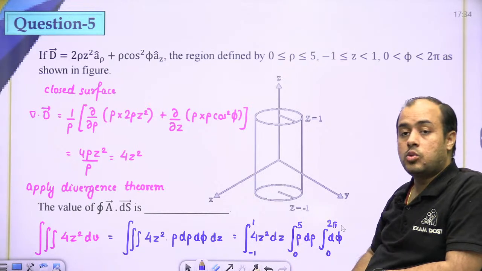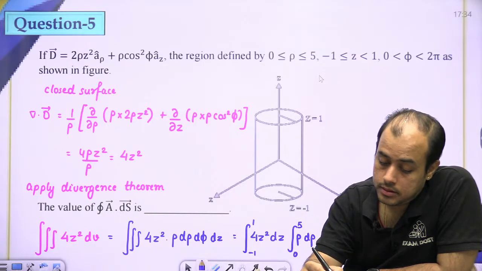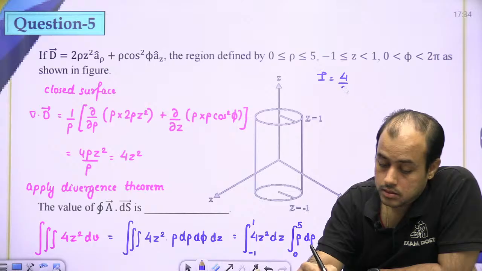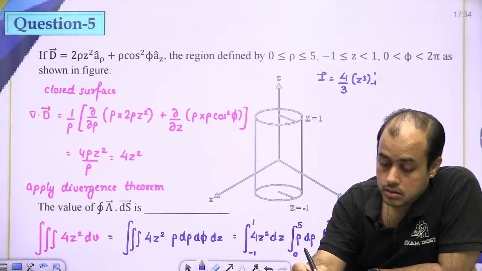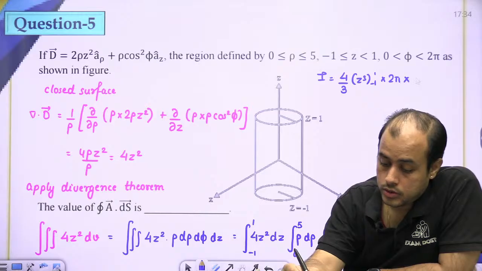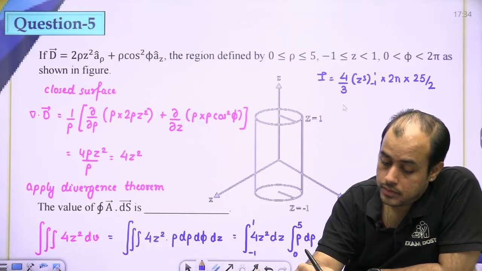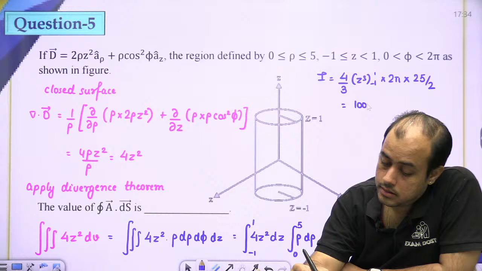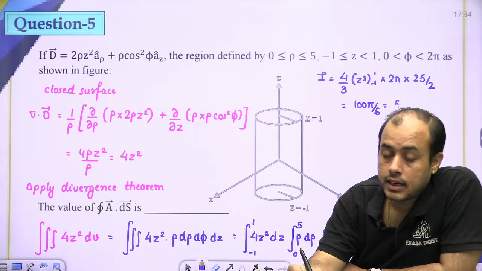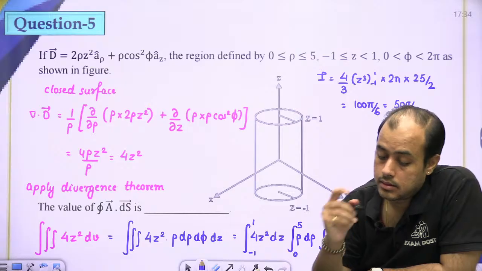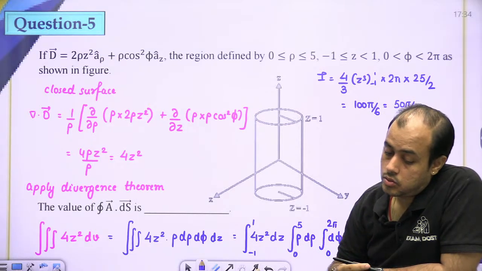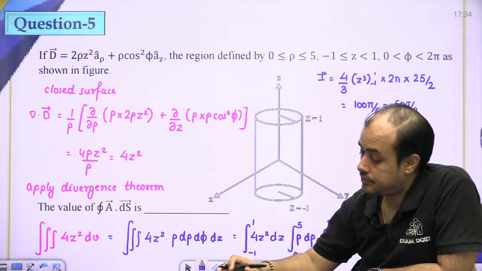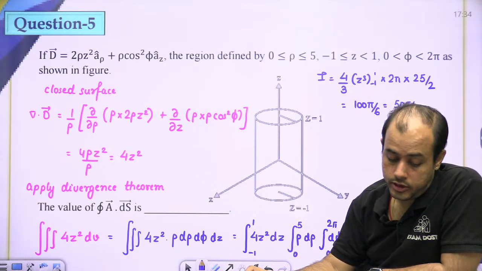Okay. 4z square, it will be 4 by 3 z cube. D phi is 2 pi. Rho square by 2 is 25 by 2. 100 by 6, 200 pi by 6, this will be 8, 8 by 3, 200 by 6, 100 pi by 6, this comes to 50 pi by 3, 209.43.